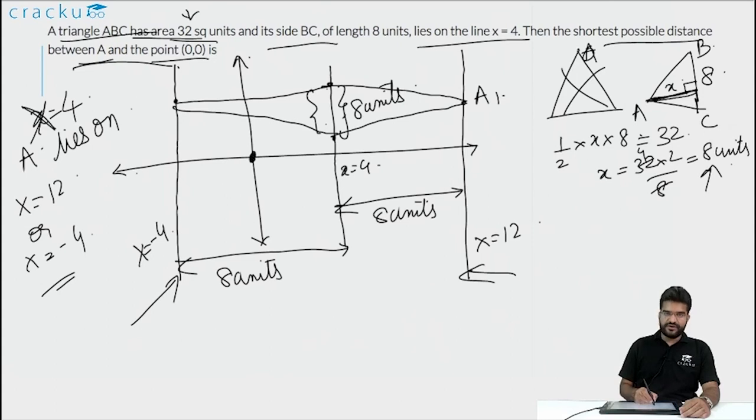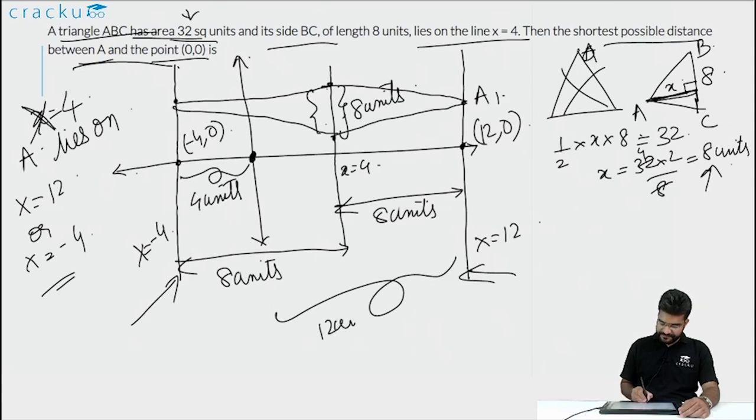Now for the point 0, 0, the distance is least from x is equal to minus 4 if A is minus 4, 0, in which case the distance is 4 units. Similarly, if you are trying to fix A on the line x is equal to 12, the shortest distance from the origin to the line x is equal to 12 will be when A is 12, 0, and in this case the distance is 12 units. Because you are trying to minimize this distance, the answer will be 4 units, and this will happen when A is the point minus 4, 0.